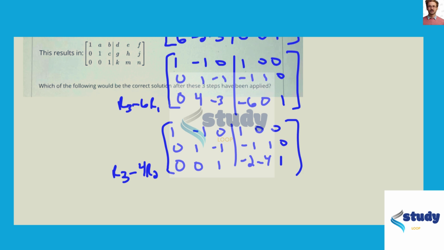After these steps, it looks like it might be multiple choice, where we have A, B, C, and then D, E, F, G, H, J, K, M, and N, which I'll leave it to you to identify here.